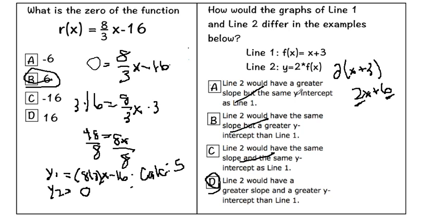There it is. So notice here, line 2 is simply 2 of whatever the other f of x is. So that's why I multiplied 2 times x plus 3. Alrighty?